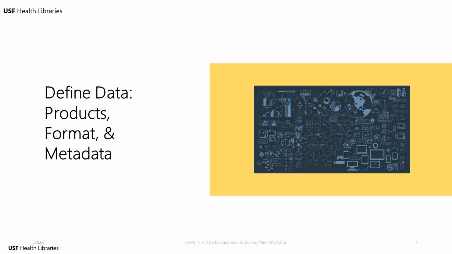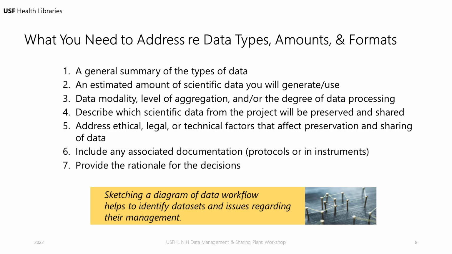So in this section, we're going to talk about products, format, and metadata, so more about data. So what you need to address regarding data types, amounts, and formats. NIH does not expect that researchers will preserve and share all scientific data generated in a study. It is up to you to determine what type of data, how much of that data, and the amount and size of the scientific data expected to be collected and used in the project. Your funder, again, will review your DMSP and make recommendations for you to follow.